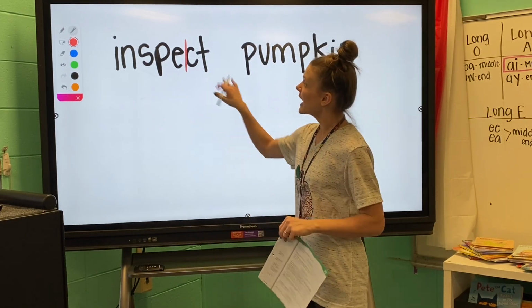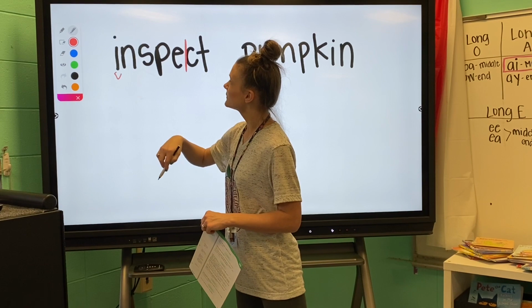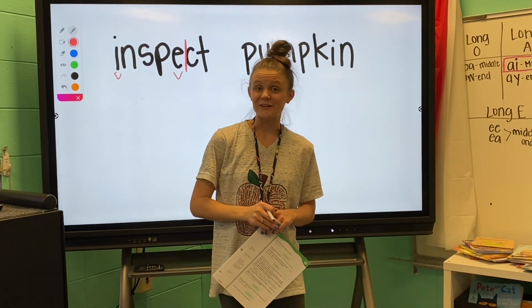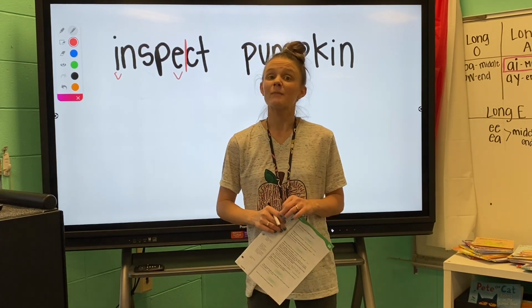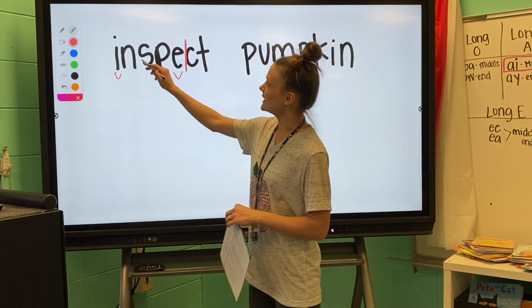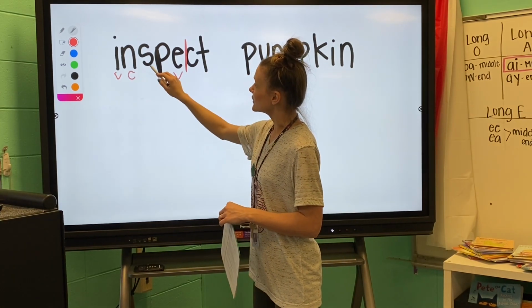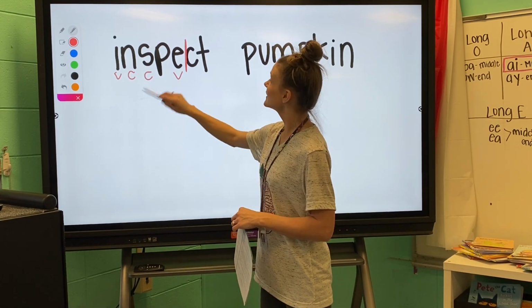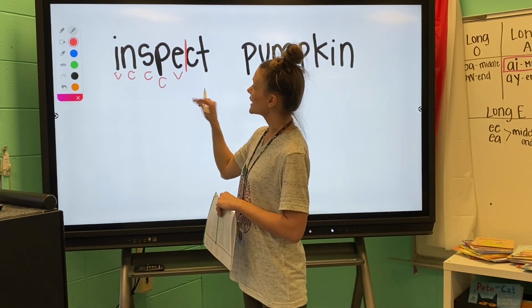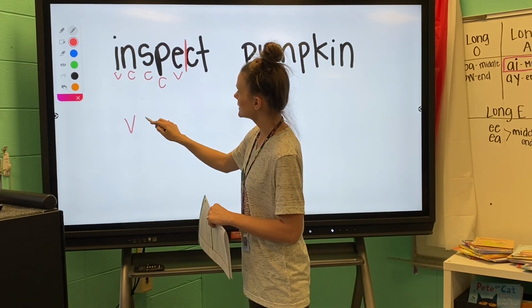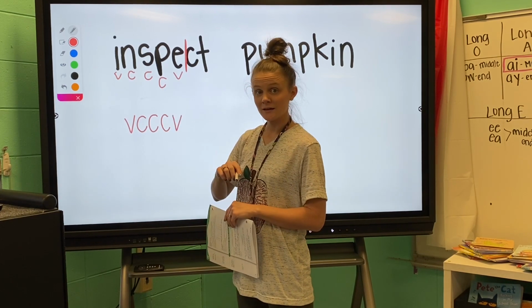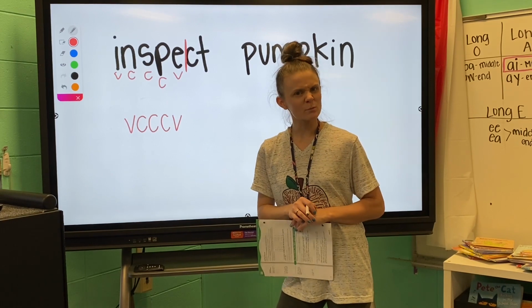So in this word, I see letter I, which is a vowel, and I see letter E, which is a vowel. Now the next thing I do is label the letters in between my vowels to see if we can spot the spelling pattern. So I have letter N, which is a consonant, letter S, which is a consonant, and letter P, which is a consonant. So right now, when I look at this word, I see a pattern. I see V, C, C, C, V. That is a pattern I've never seen before.